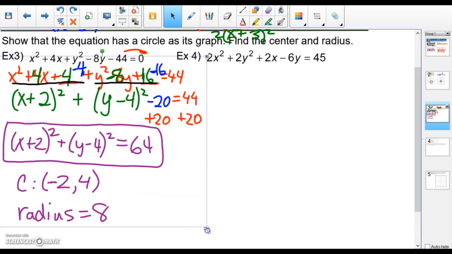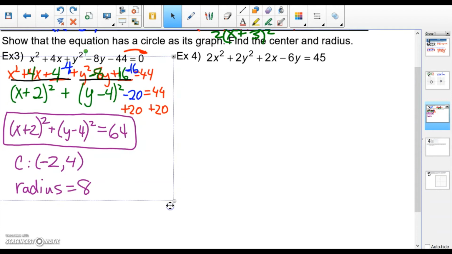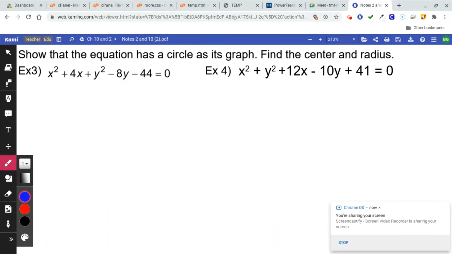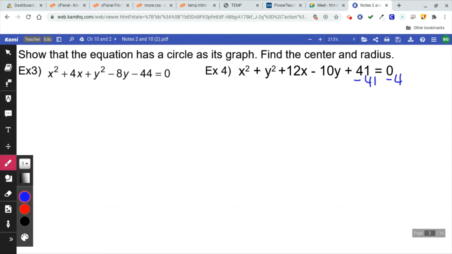Okay, let's shrink this down so we can get to example 4 and have a little bit more room. Example 4 is a little bit harder. Problem 4, show this equation is a circle. Again, I'm going to complete the square. So let's start by subtracting this 41 over. It's not the only way you can do it, but that's the way I like to do it.